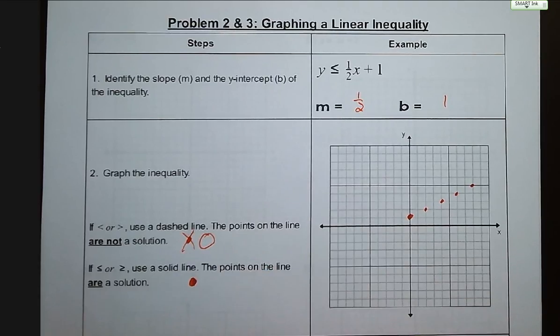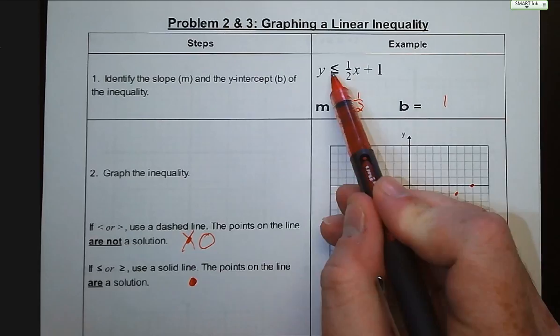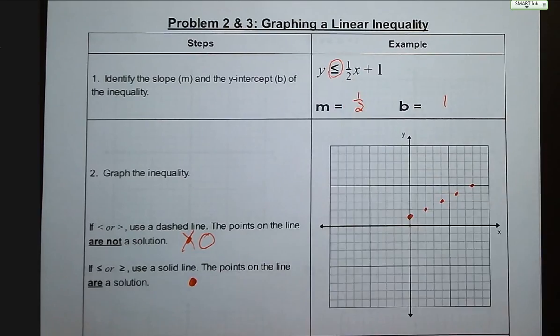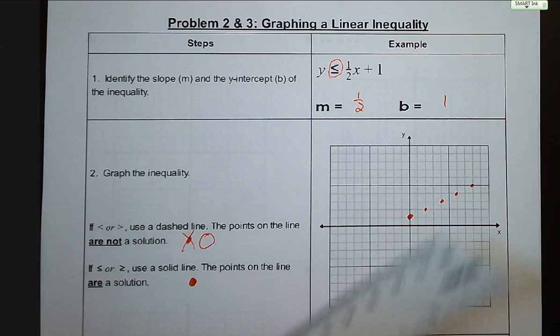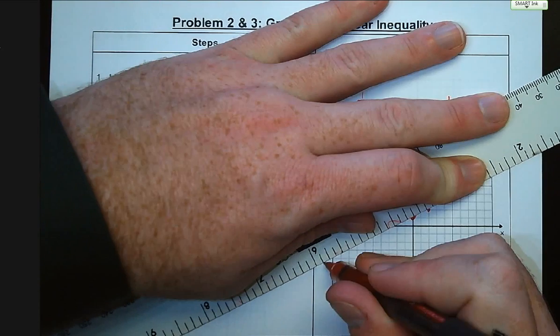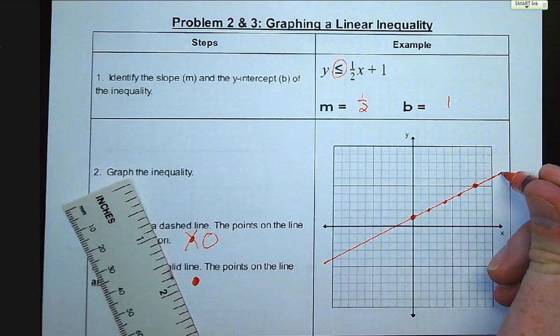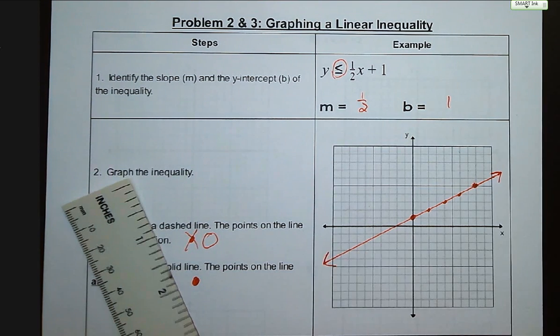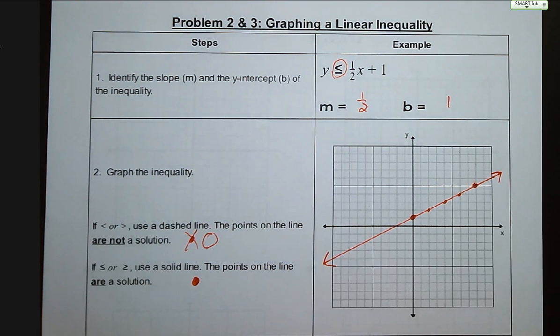All right, so our inequality symbol is less than or equal to, so we are going to draw a solid line, so make sure you use a straight edge. Okay, so we have our solid line drawn.